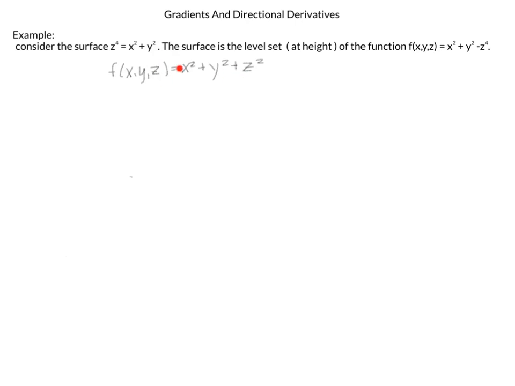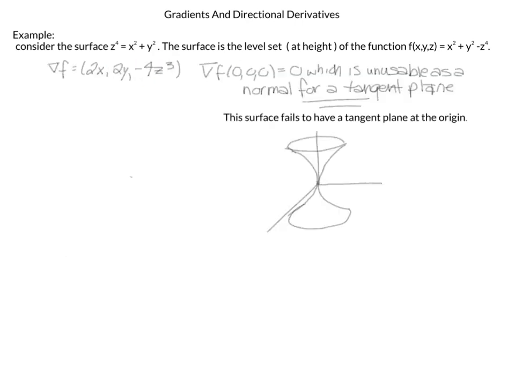And you might already see why. I can take my gradient of f, derivative with respect to x, derivative with respect to y, derivative with respect to z, and evaluate it at (0, 0, 0). And I see that that's equal to 0, which is unusable. Remember, our theorems talk about the gradient not equal to 0. So it's unusable as a normal for a tangent plane. And if you look at the graph of this function, you can get a sense of why that is the case.